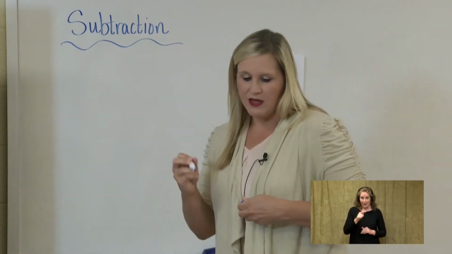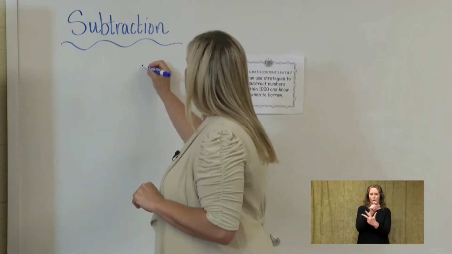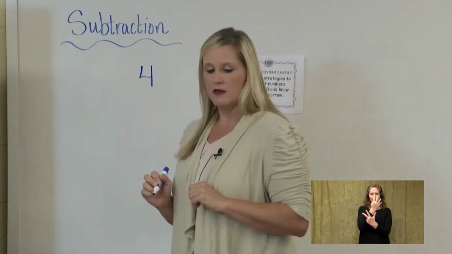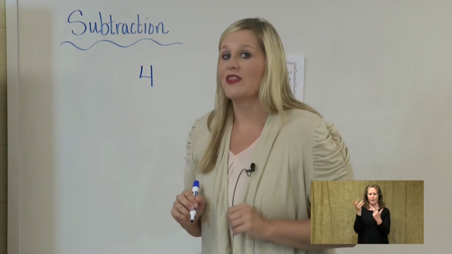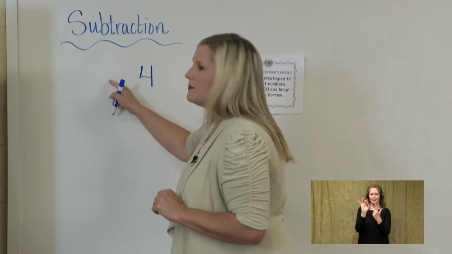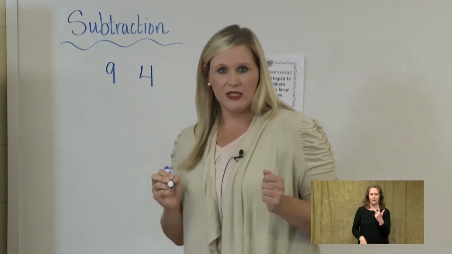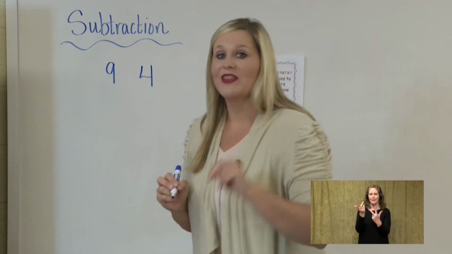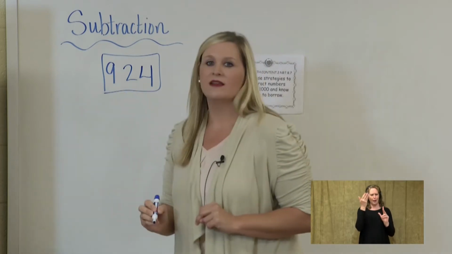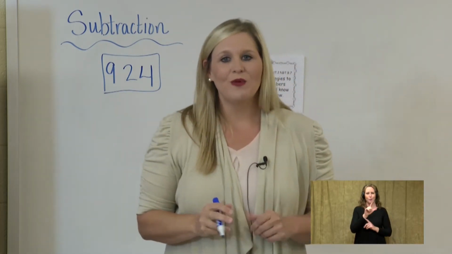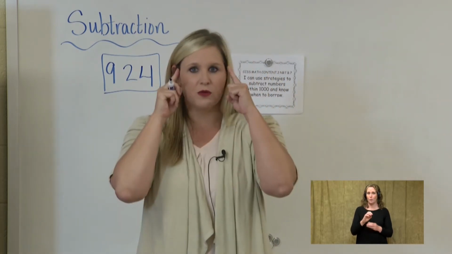All right, did you think about it? So let's write that down. There's a 4 in the ones place, so let's put a 4. And then what digit was in the hundreds place? That's right, there was a 9 in the hundreds place. So I'm going to put my 9 over here in the hundreds place. Well, what digit was in the tens place? That's right, there was a 2 in the tens place. So what number am I? 924. Good job.